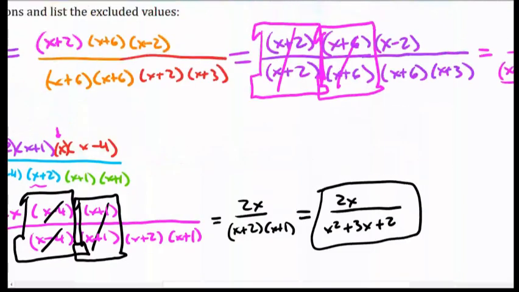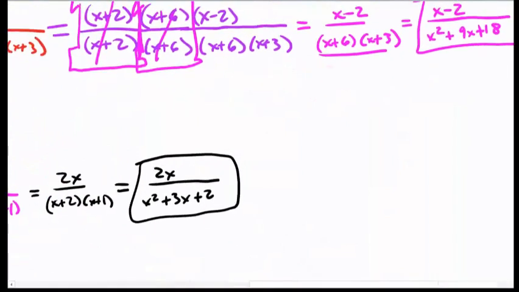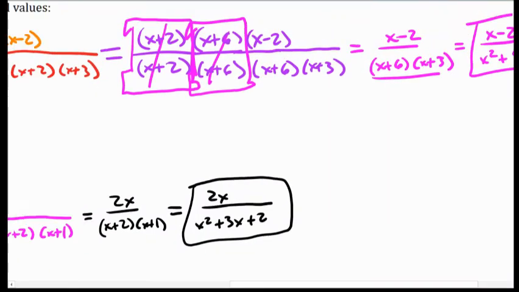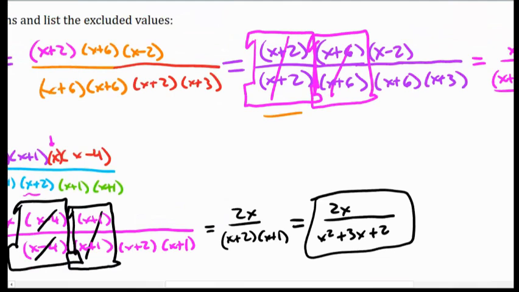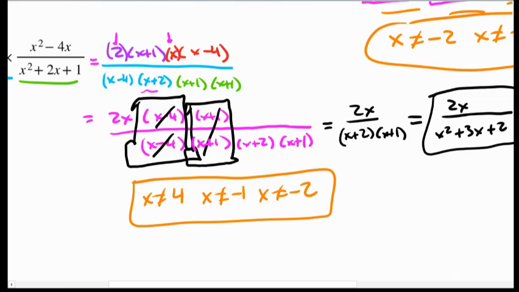Make sure on these problems you're also listing the excluded values, which in my final two problems here is just anything that would make the denominator 0. So when I look at the factored form of each of them, it's anything that would make any of these little parentheses 0. So for the first one, x can't be -2, can't be -6, and can't be -3. Whereas on the last one, in the broken down form, x cannot be 4, x cannot be -1, and x cannot be -2. Those are all the excluded values because I can't have a denominator that is 0.